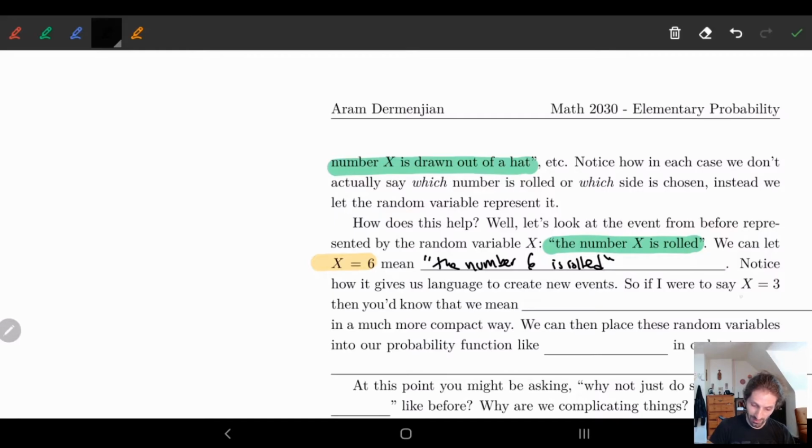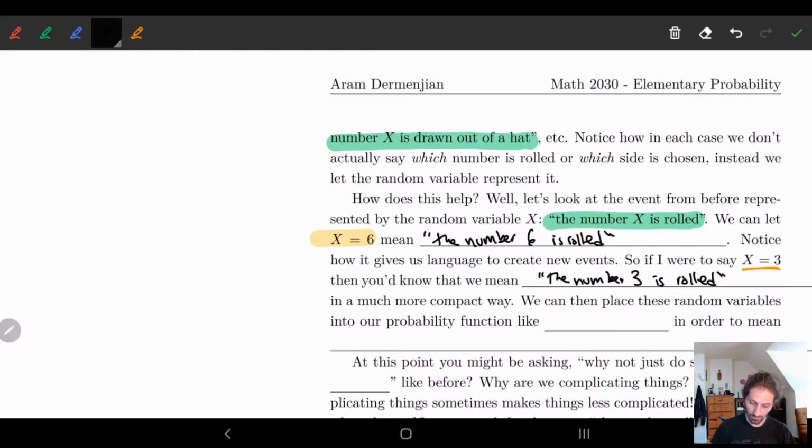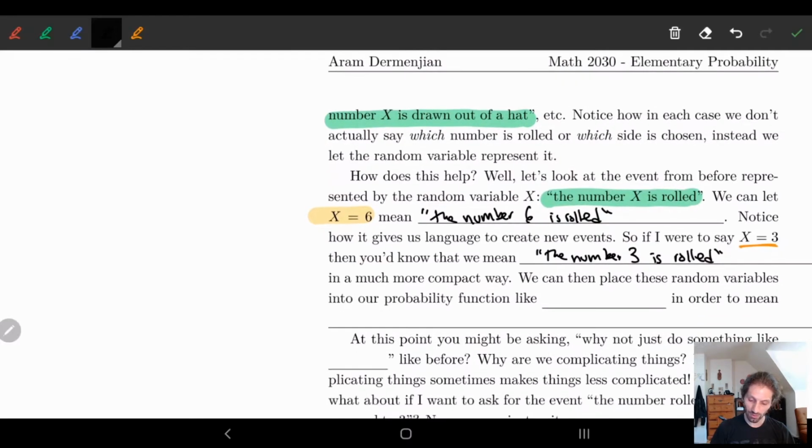If I say x is equal to 3, what this basically means is "the number 3 is rolled." And notice how all I'm doing is replacing the variable x. Well, what happens with our probability then? We can place it into our probability function and say the probability that x is equal to 3.